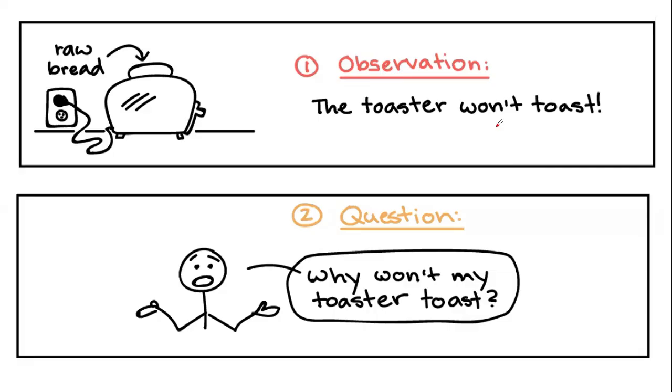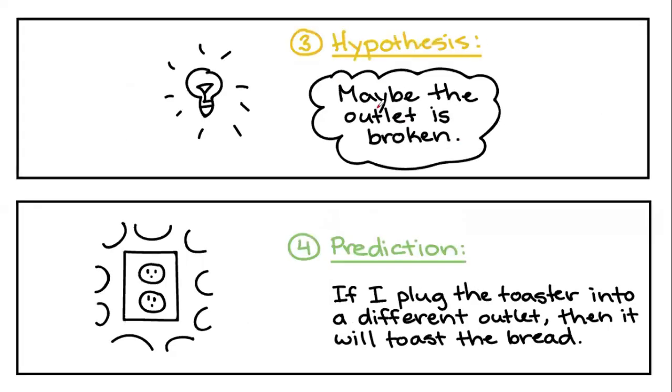bread. Okay, so one of the hypotheses you can make is maybe the socket, the outlet where you're plugging in the toaster, is broken or damaged, it's not working. So that can be your hypothesis. Or you can use another hypothesis. You can say maybe you have a broken wire somewhere, and that's why the toaster is not working. So all those are hypotheses. You can just pick one.